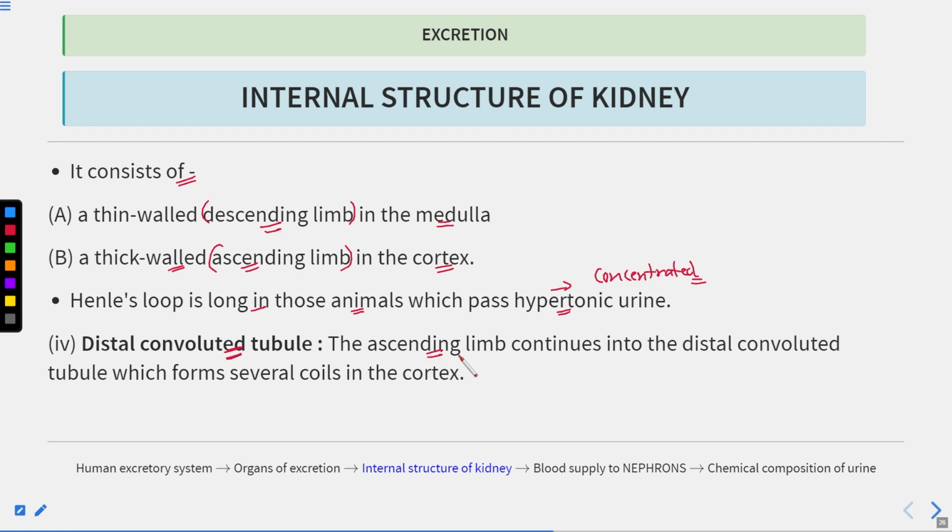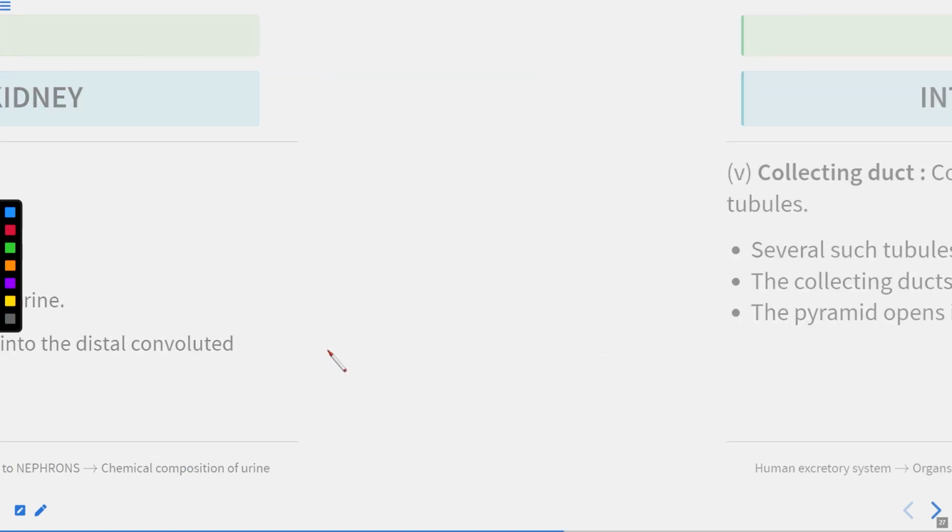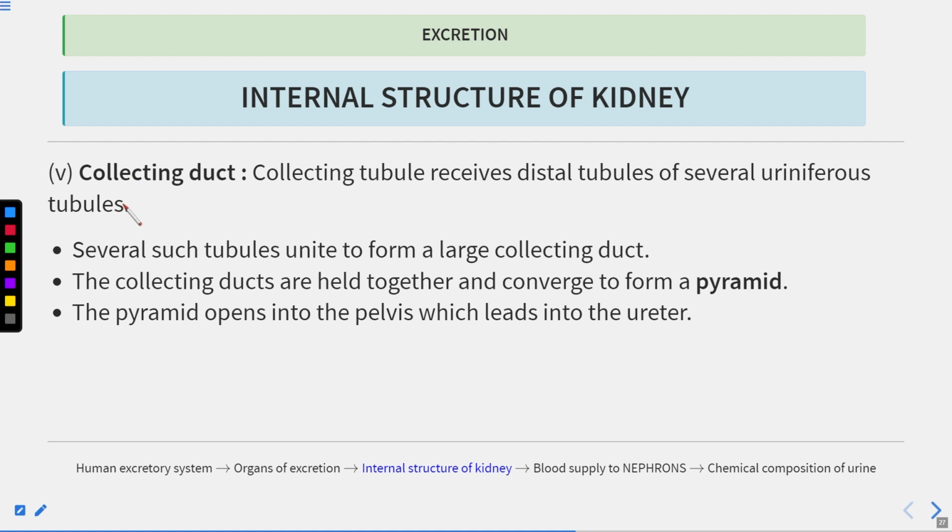Now, the ascending limb continues into the distal convoluted tubule, which forms several coils in the cortex. This is known as the distal convoluted tubule. And then the last part is known as the collecting tube. The collecting tube receives the distal tubules of several uriniferous tubules. So what does it receive? It receives all the distal tubules from several uriniferous tubules.